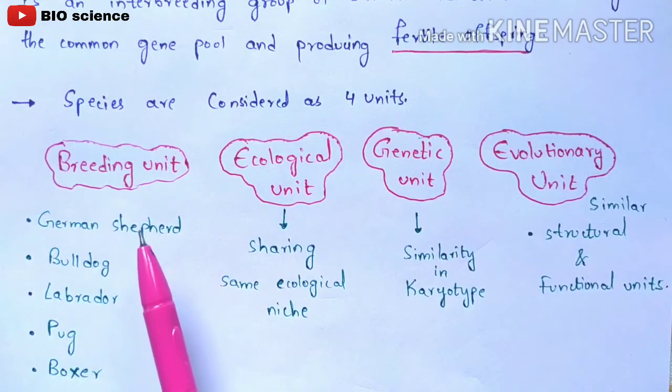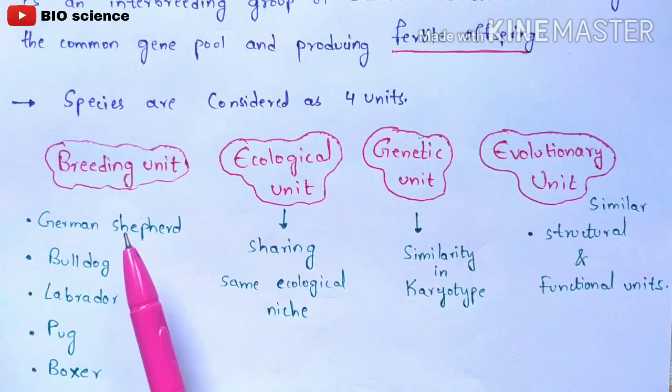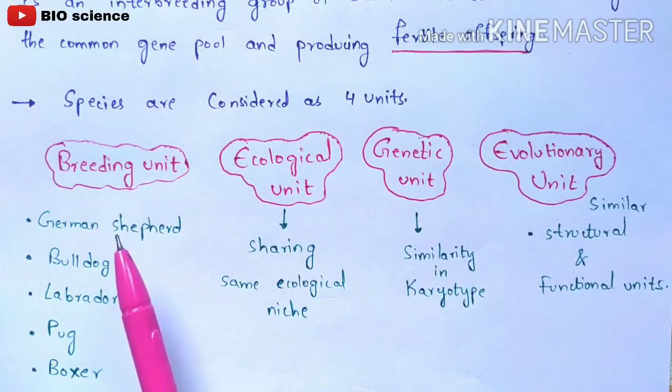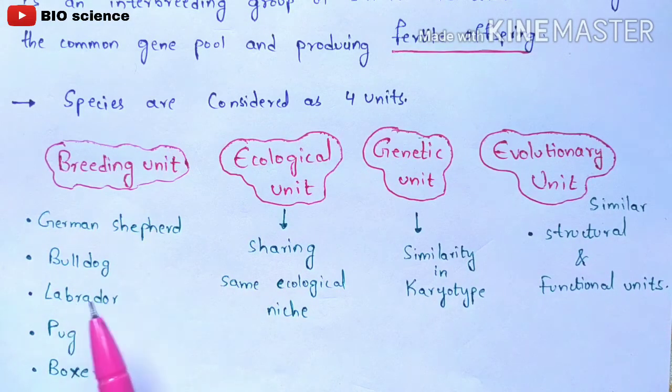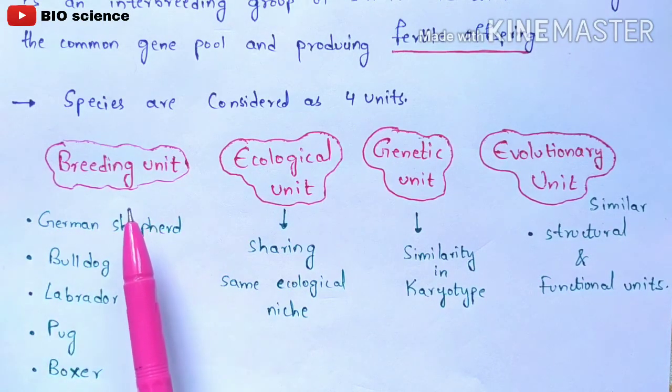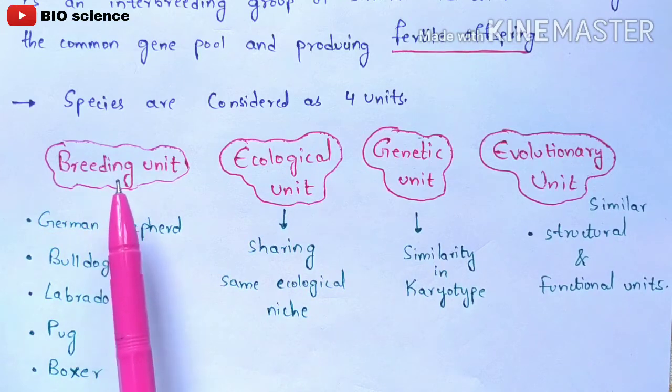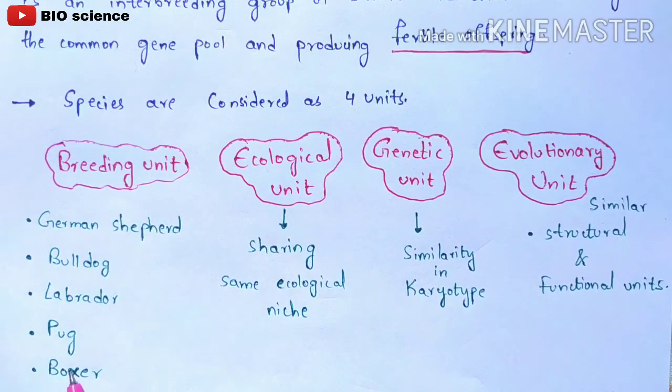So I have told you, there are many individuals present in dogs, and among them there are different types of dogs. But they belong to the same species called dog. For example, there are different breeds present in dogs, like German Shepherd, Bulldog, Labrador, Pug, Boxer. All of these different breeds together are called a breeding unit, and this breeding unit is considered by the species.